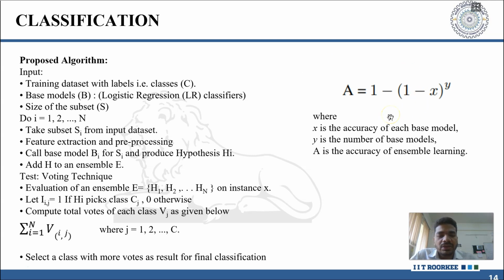And if you see the equation here, E equal to 1 minus x whole power y, where x is the accuracy of each base model, y is the number of base models, and E is the accuracy of ensemble learning.